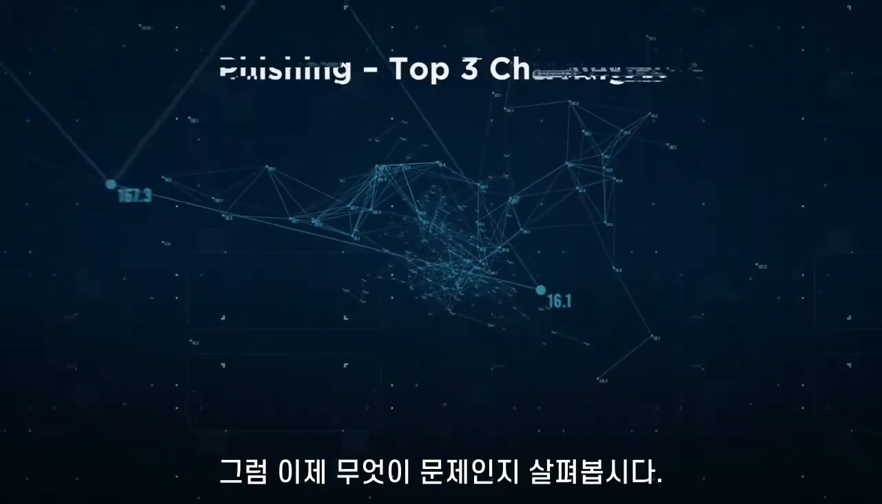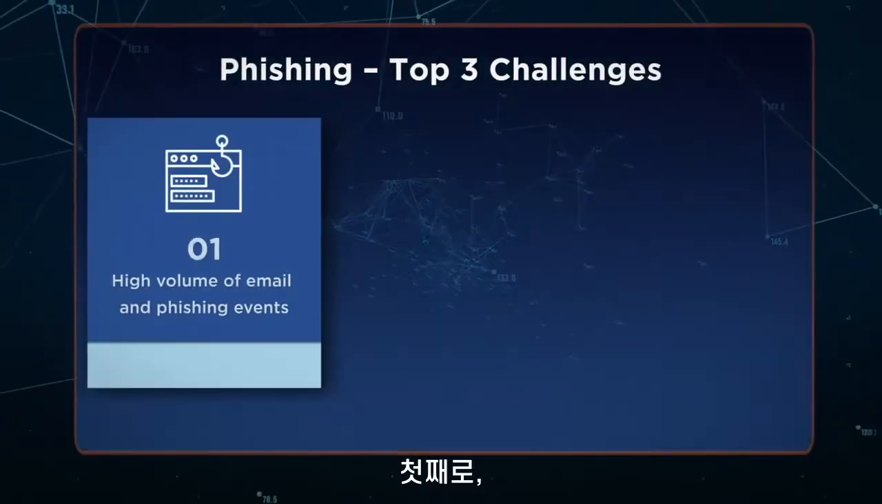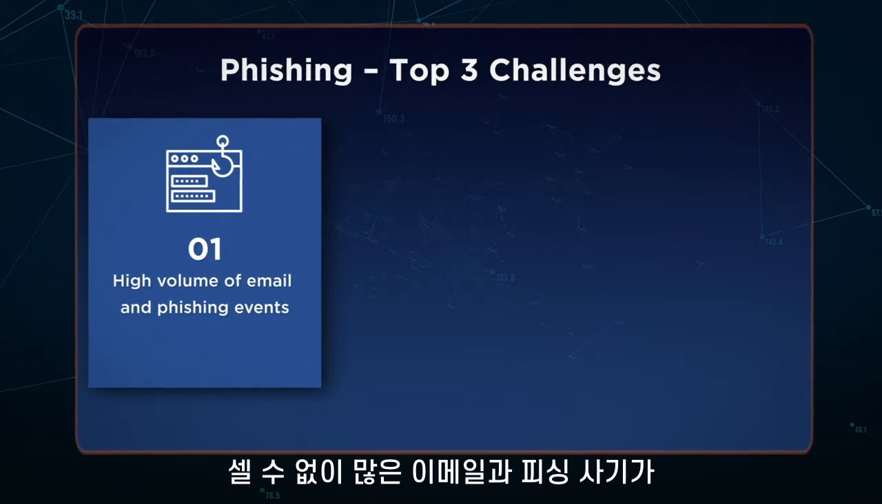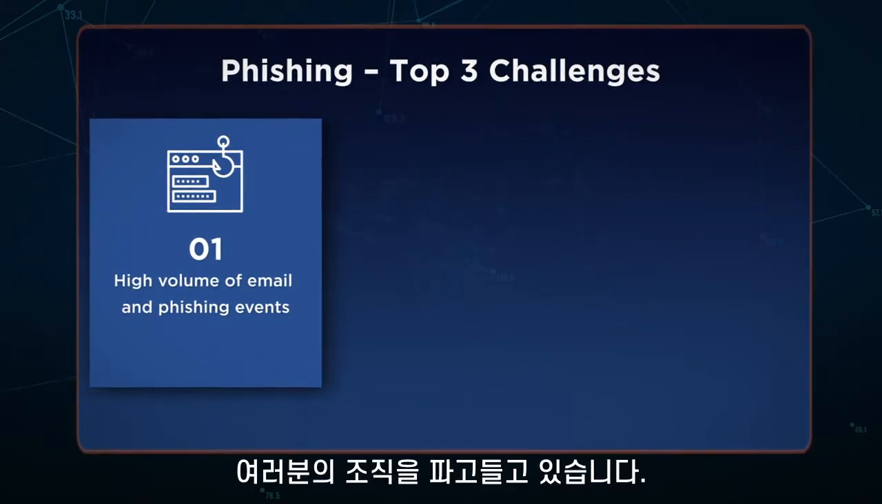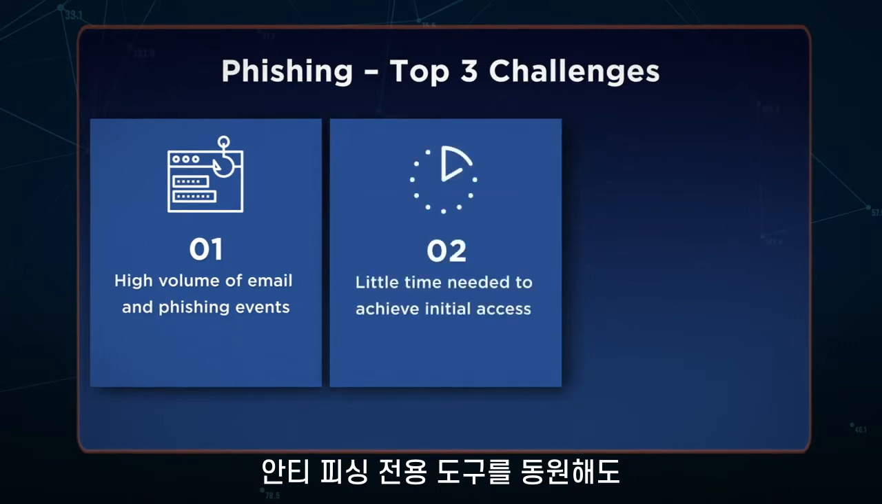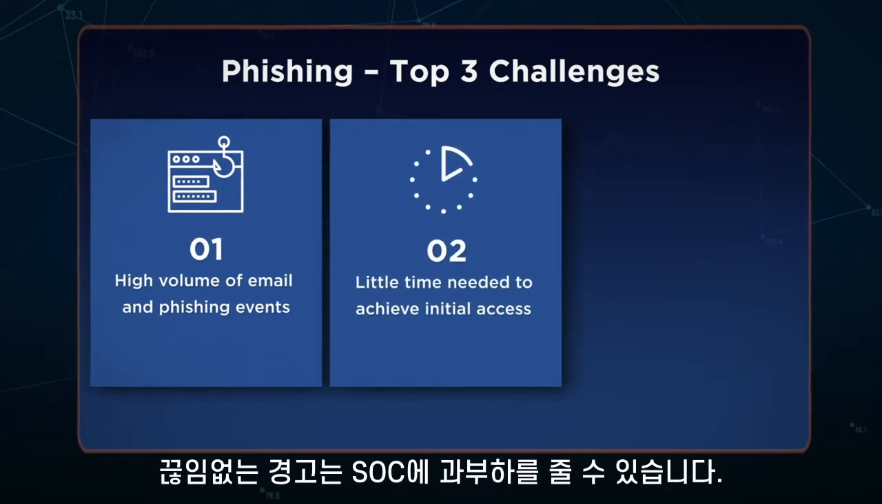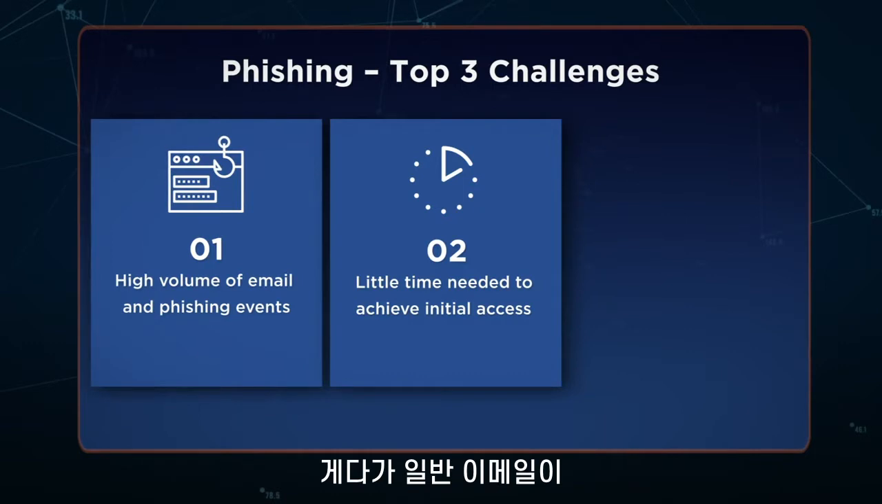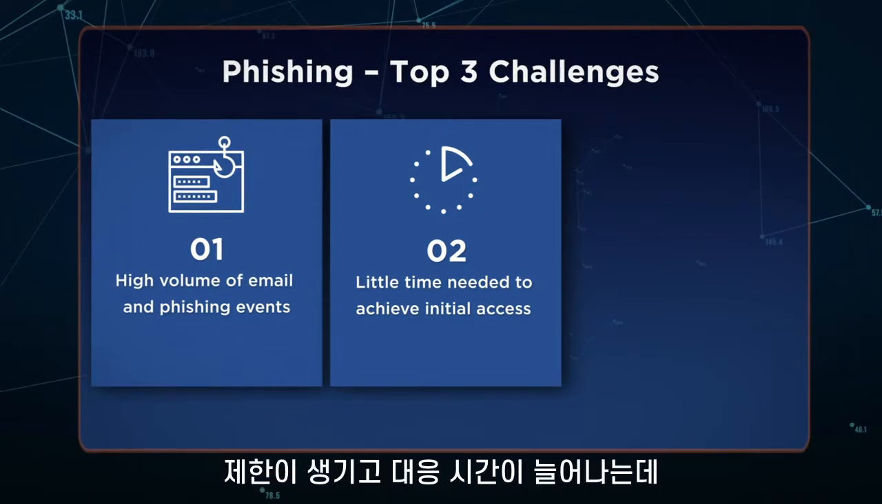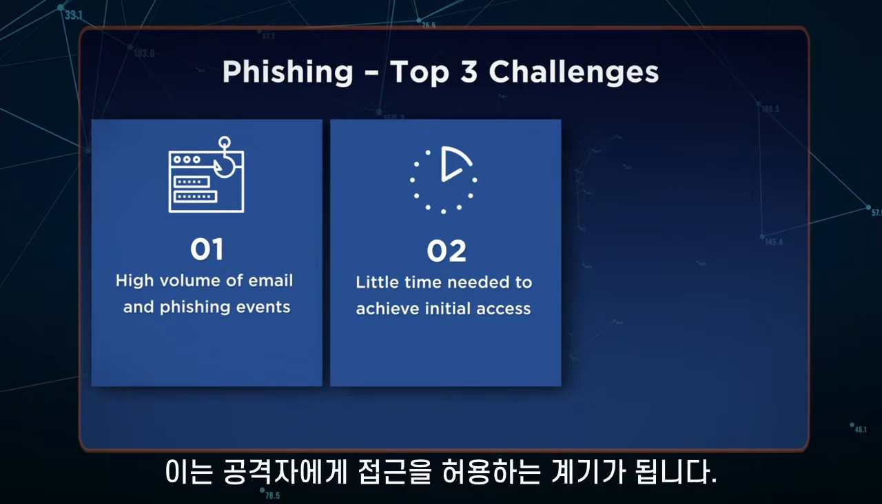So let's get into the challenges. Number 1, there is just a ton of email and phishing events coming into your organization. Even with dedicated anti-phishing tools, the flow of alerts can consume a SOC. There are also many legitimate emails that get caught up. This ties up resources and lengthens response time, which is what adversaries need to gain access.